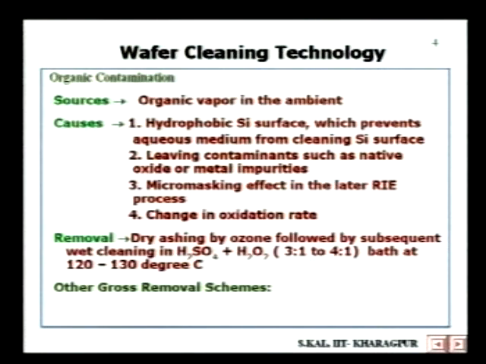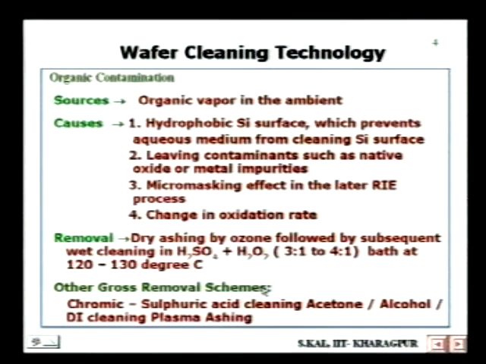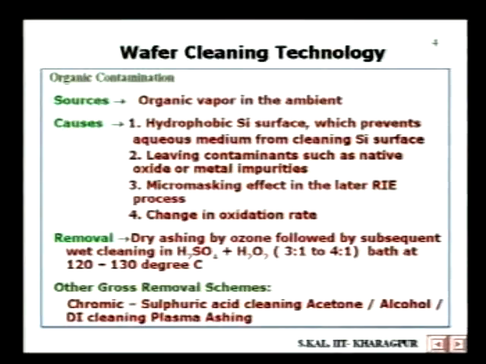Other gross removal schemes are chromic or sulfuric acid cleaning, acetone, alcohol and DI cleaning, and plasma etching. So these are the several schemes followed to remove organic contamination from the surface of the silicon wafer. For example, chromic and sulfuric acid cleaning is not used in case of silicon, but it is used for cleaning quartz wares or glass wares.